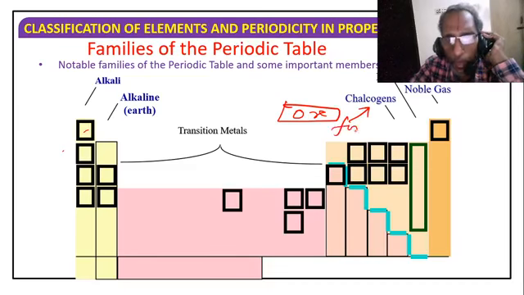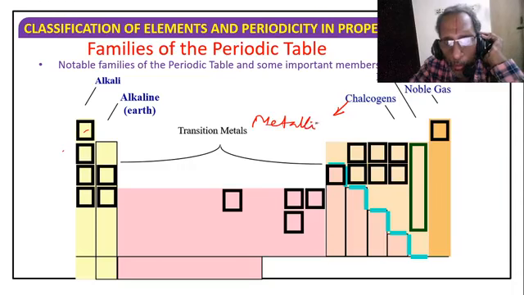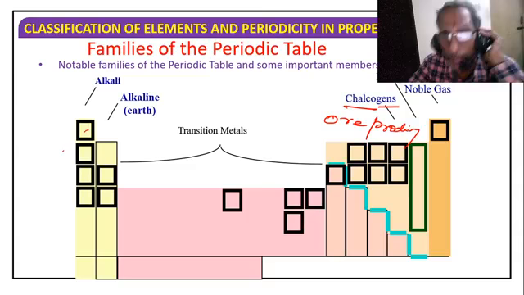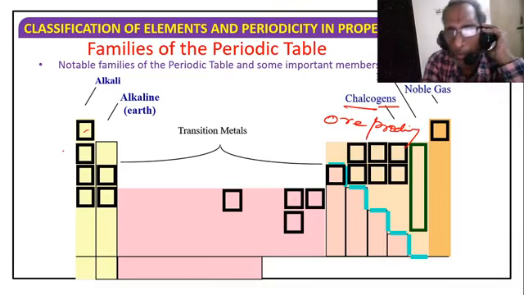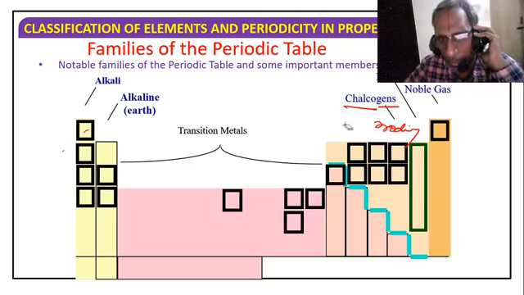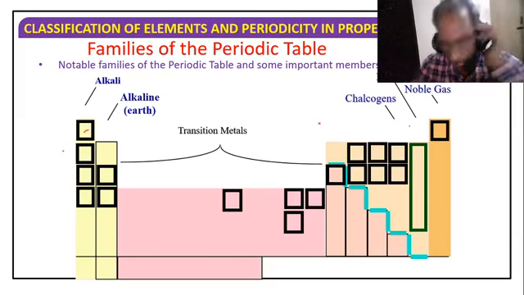So ore forming elements are called chalcogens. What is ore? A metallic compound. Metallic compound forming elements are called chalcogens. Chalco means ore, gen means producing, so ore producing elements. Halogens are salt producing. Noble gases are not reactive, they are inert gases. So these are the arrangement in the periodic table.